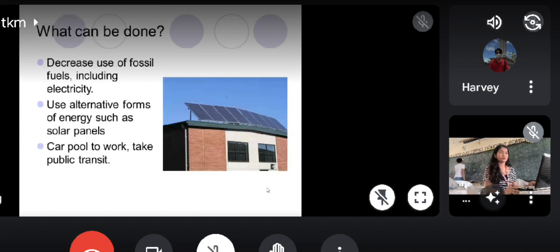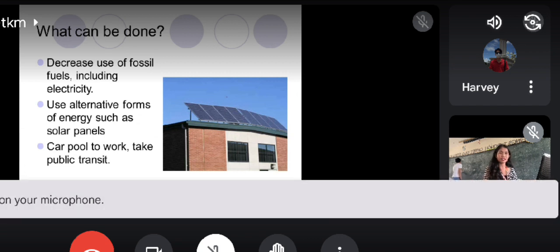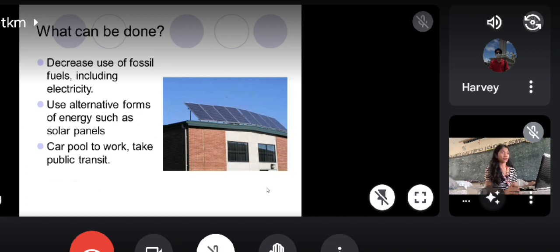Example, New York State: warmer winters fail to kill the disease-carrying insects like bees and snails. What can be done? First, decrease use of fuels, including electricity. Use alternative forms of energy such as solar panels. And the last one is carpool to work and take public transit.